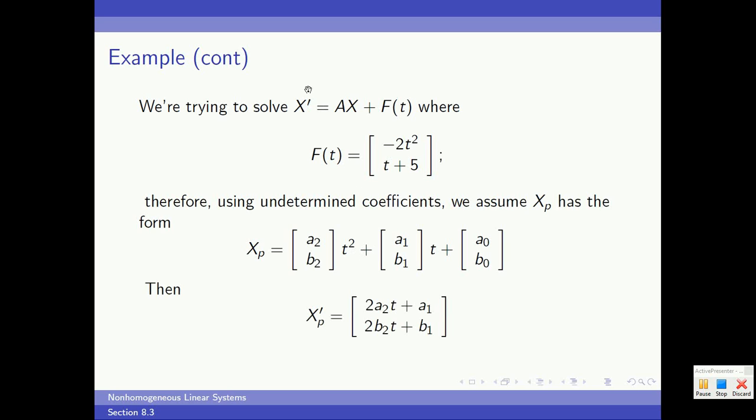So looking at the left-hand side, if we have this as our xp, what is our left-hand side is x prime. So here, when we take the derivative of t squared, we're going to have 2t. So we're going to have 2a2t and 2b2t, so this is this part. Here, when I take the derivative of t, we're just going to have 1, so we have this a1 plus b1, and we take the derivative of constants, we get 0. So this is our xp prime.